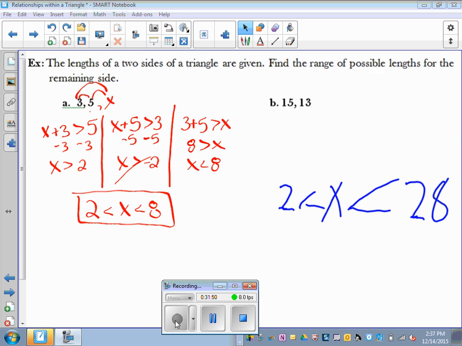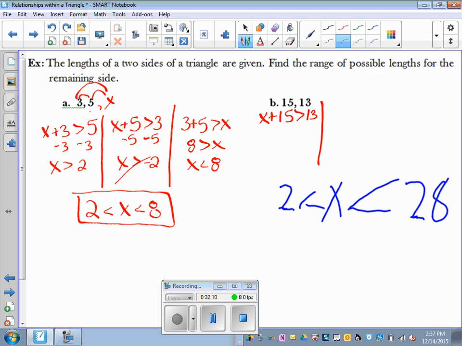Then he said, okay, well, the other requirement must be that these two sides added together have to be greater than my unknown side. And so those two added together is 28, and that has to be greater than x. So doing our equations over here, what you would have written is x plus 15 must be greater than 13. x plus 13 must be greater than 15. And 15 plus 13 must be greater than x.